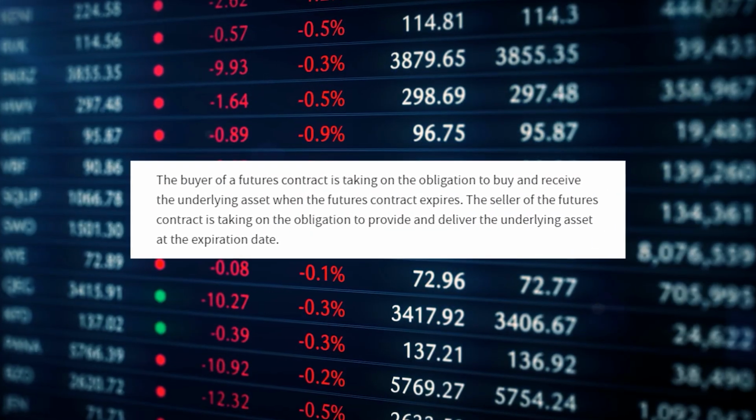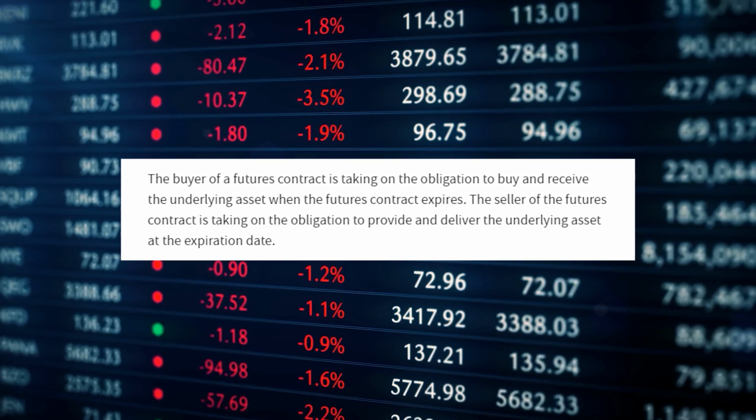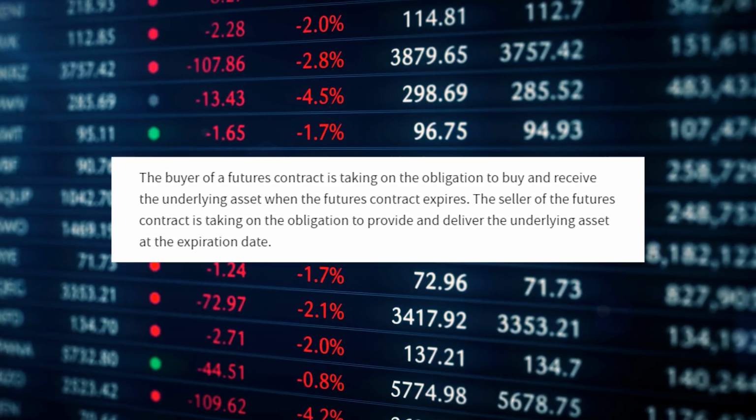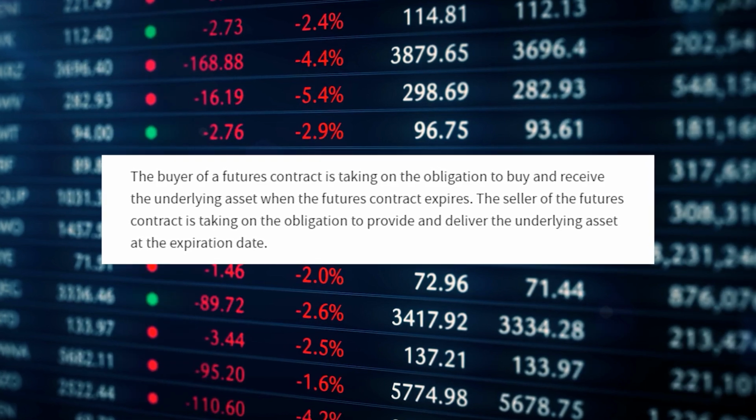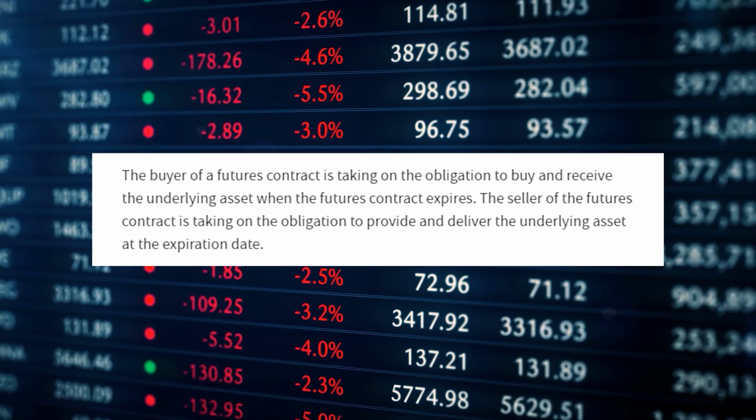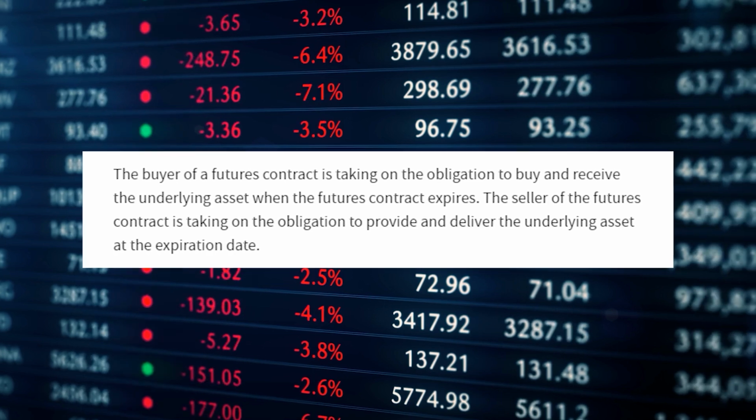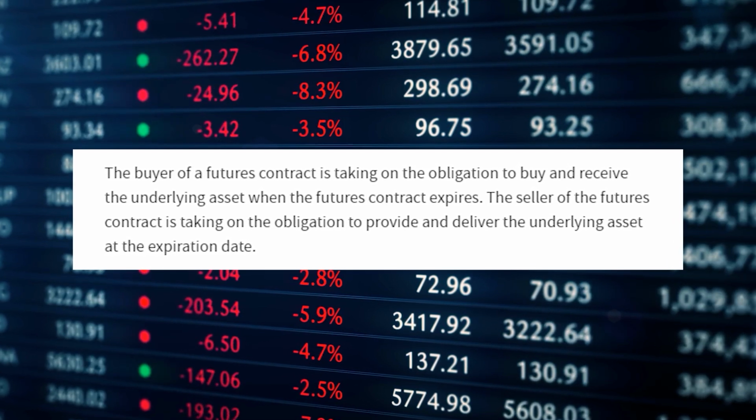So now that we got that out of the way, it's pretty fair of you to ask, why does this even exist? Why do people trade this? What in tarnation is going on? To better answer that, we need to take a further dive into what futures contracts really are. The buyer of a futures contract is taking on the obligation to buy and receive the underlying asset when the futures contract expires. The seller of the futures contract is taking on the obligation to provide and deliver the underlying asset at the expiration date.